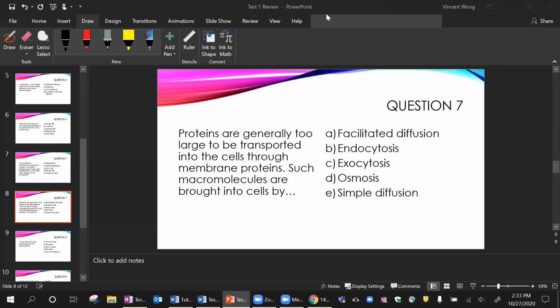The correct answer is facilitated diffusion. These are macromolecules, right? We're talking about proteins. Endocytosis would be for something like an entire cell, like if you're trying to eat a bacteria, like I said, or bring in a large amount of fluid. So for proteins that are too big, definitely facilitated diffusion.